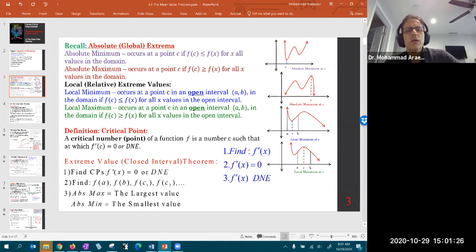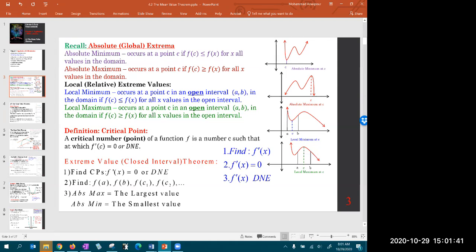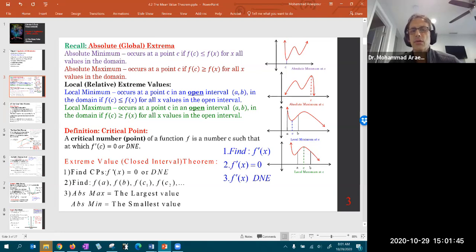We looked at a critical point and what it means. Basically, any point that makes f prime 0 or does not exist is considered a critical point. The process involves 3 steps. Find f prime, set f prime equal to 0, also set f prime to does not exist or undefined, and find it.